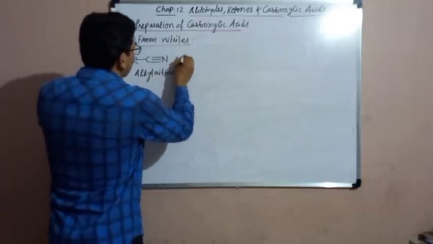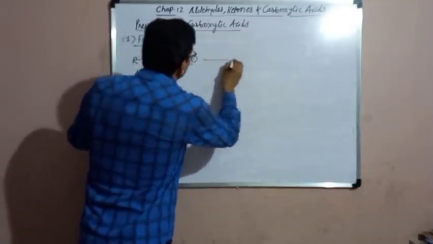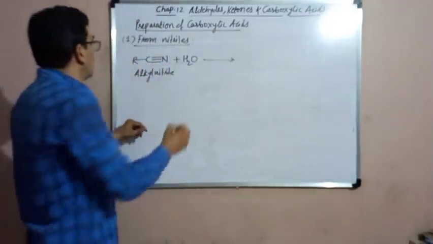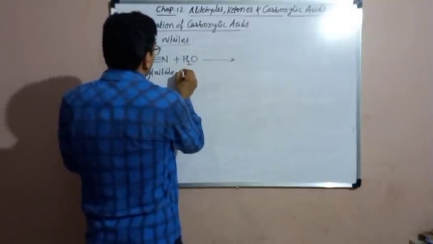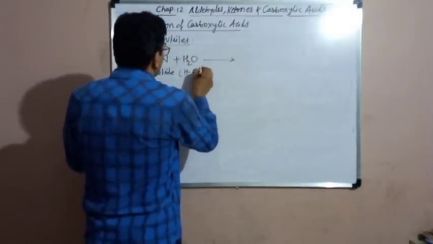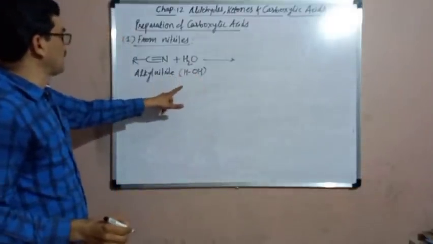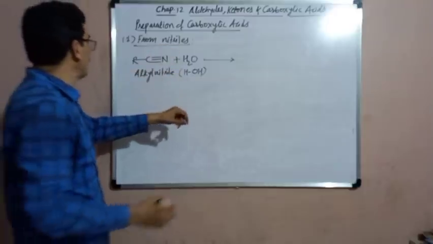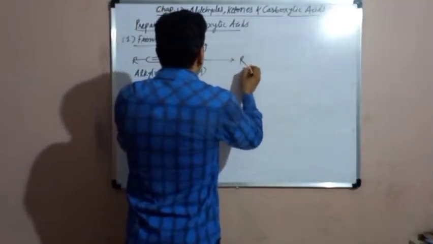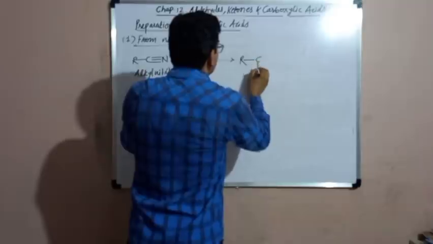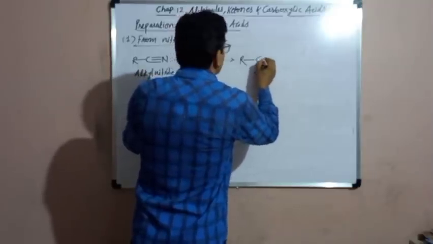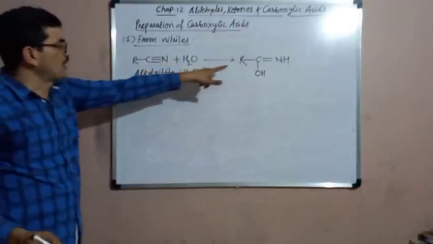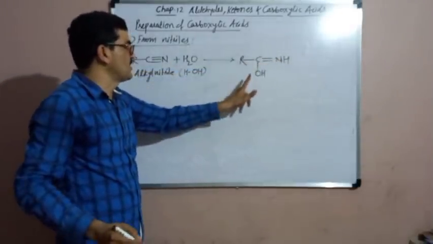When alkyl nitrile is hydrolyzed by the dilute acid, here what happens? There is an addition of a water molecule. Now the water molecule may be written as H and OH. OH is the negative part, H is the positive part. This OH will combine to carbon and H will combine to nitrogen. And there is a formation of R, C, OH, double bond, NH. Due to the addition of water, there is a formation of this intermediate.